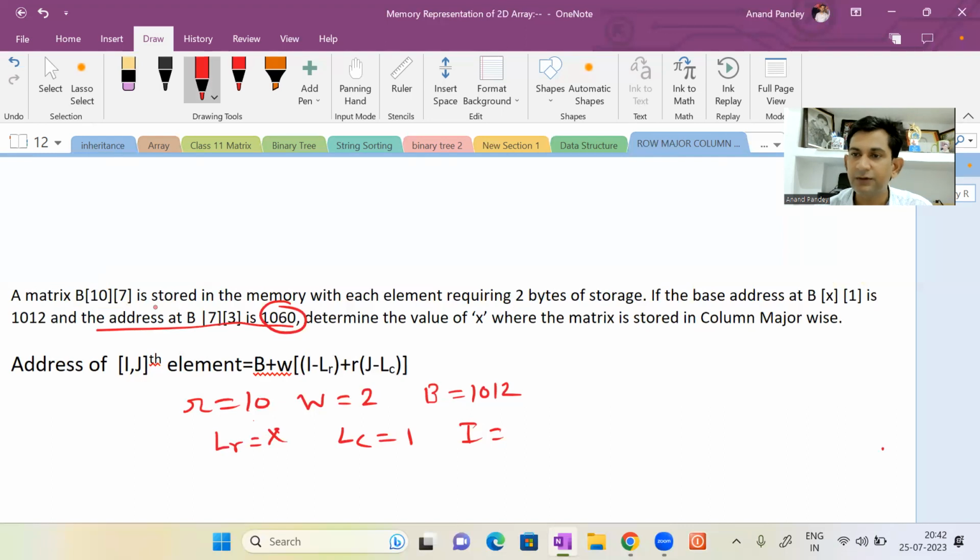Okay, so here we are not going to find the address of the ijth element. What we have to find here is the value of x. What is the value of x? It means we have to find the value of LR. In this question, everything is given. Only the value of LR is missing, that we need to find.